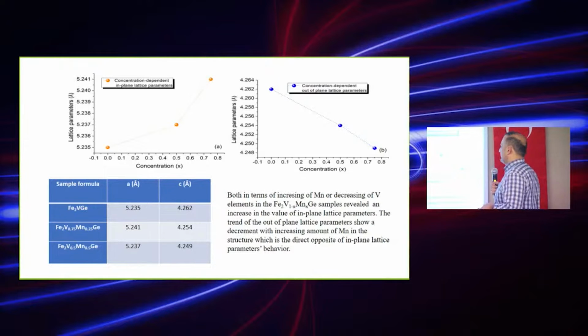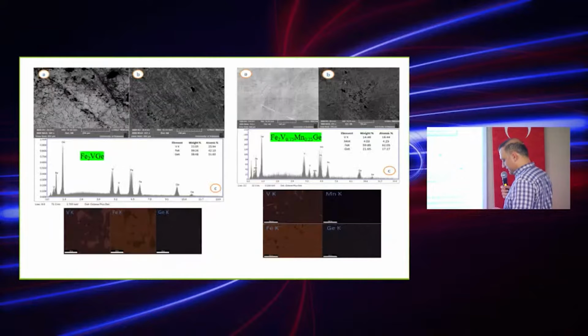Here, this is the concentration dependence of the in-plane lattice parameter. What happens is it starts from zero right here, and we increase the concentration to 0.5 and 0.75. You see this in-plane lattice parameter directly increasing like this by adding vanadium to the system. This one is the out-of-plane lattice parameter, which is decreasing like this. So the system is like an exotic material.